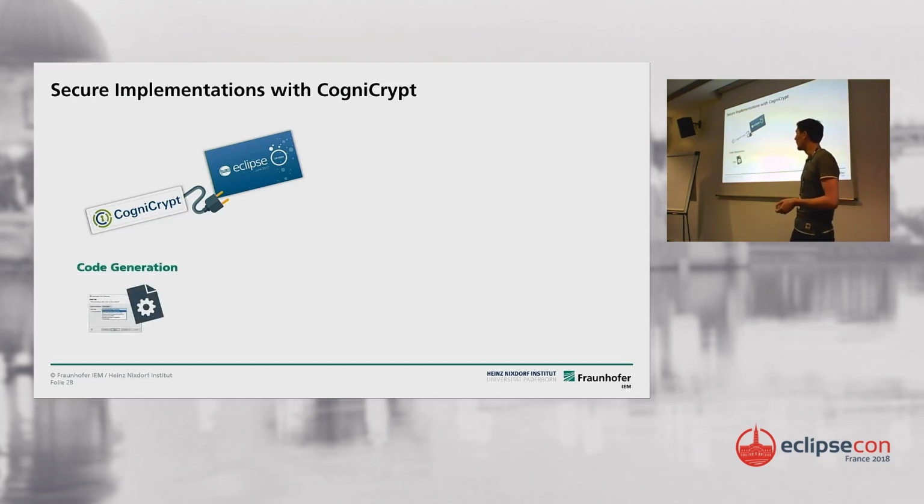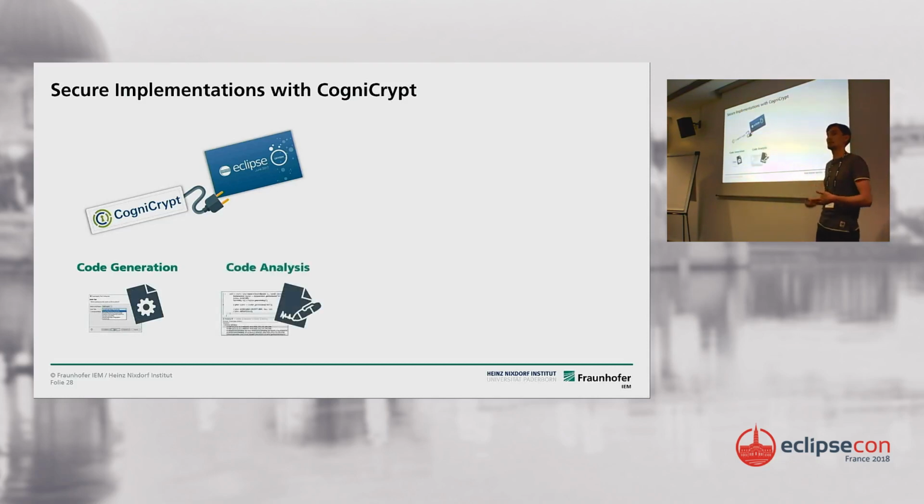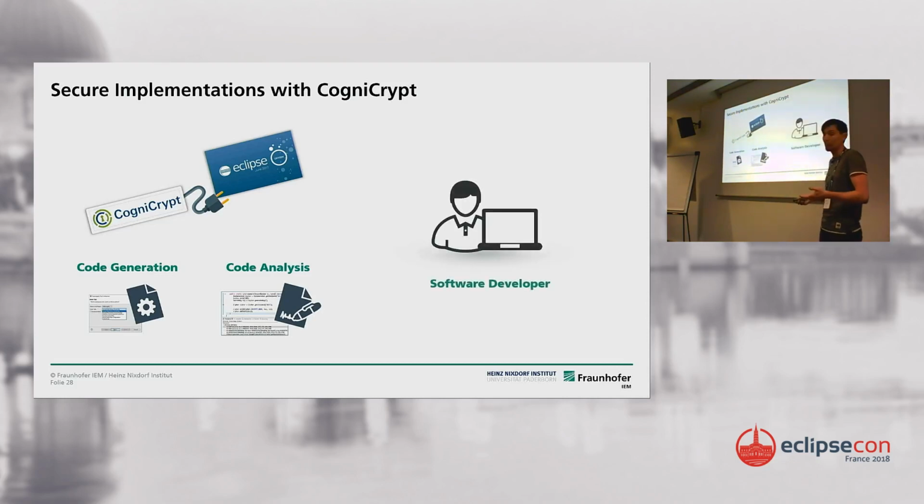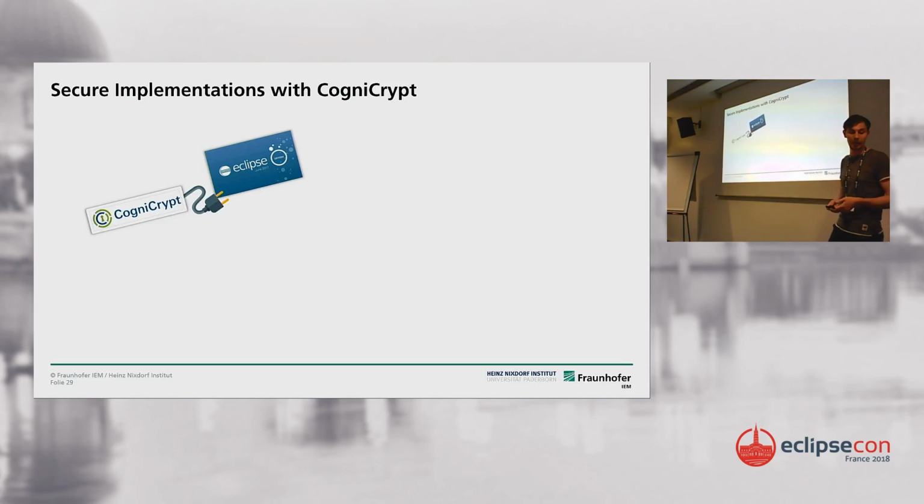And we do that in two ways. First, we generate the code with this wizard, where you can generate the code in a secure manner. And the second is, if you change your code, we run this static code analysis and constantly warn the developer instantaneously about problems you might have with this code. That way we hope that we can support software developers to implement software in a secure way.